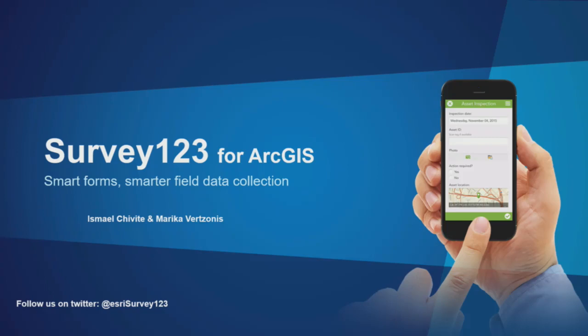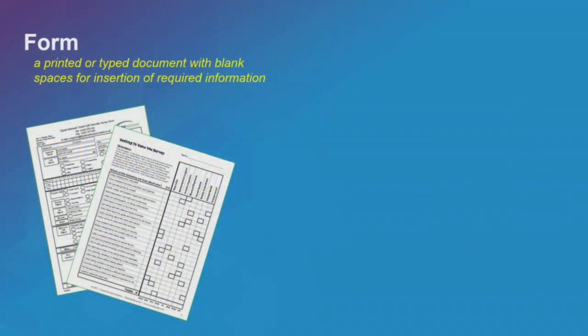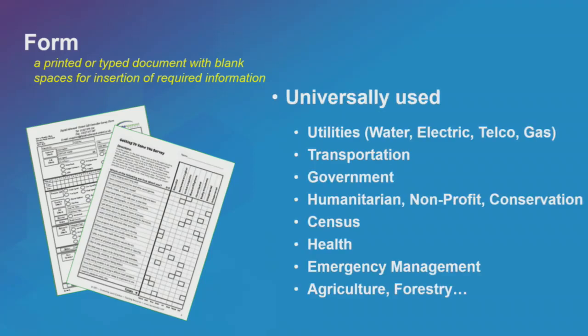Survey123 is a form-centric data collection solution in ArcGIS. A form or a questionnaire or a survey is just a list of questions. Typically questions in paper that you complete. Forms and questionnaires are used across many different industries to capture data in the field.